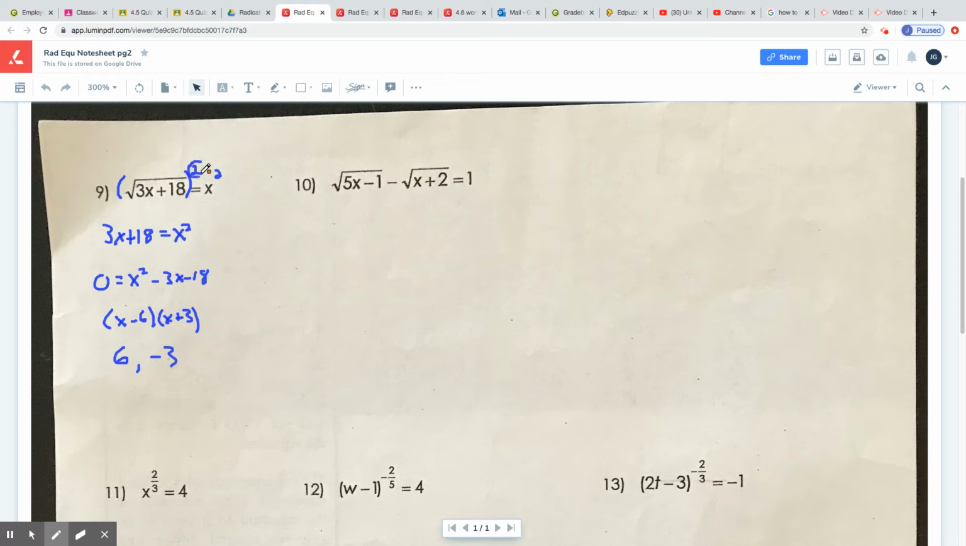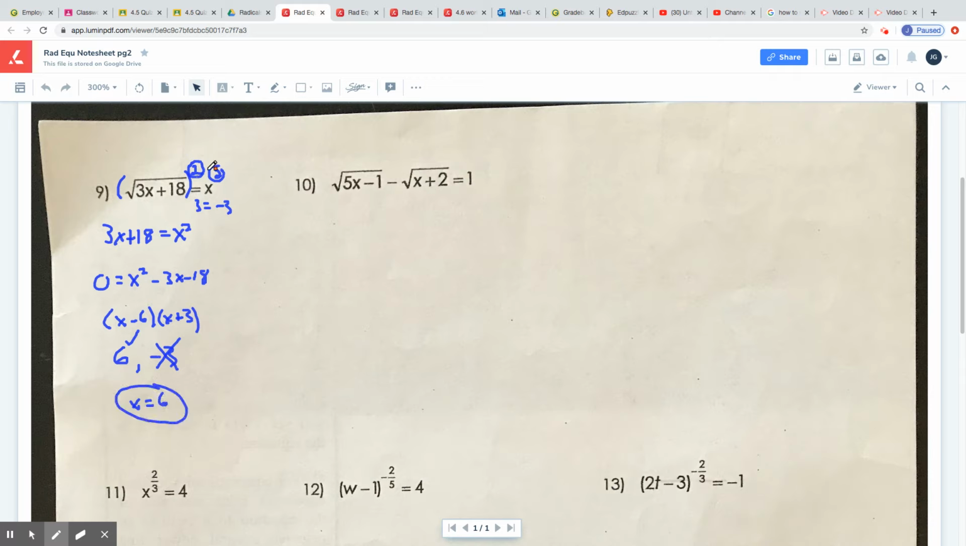Since we did an even power on both sides, we need to go back and plug in and check. So let's plug in 6. 6 times 3 is 18. 18 plus 18 is 36. The square root of 36 is 6, and 6 does equal 6, so this one's good. Negative 3: if I plug in negative 3, 3 times negative 3 is negative 9. Negative 9 plus 18 is 9. The square root of 9 is 3. But does 3 equal negative 3 when I plug negative 3 in for that x? Nope. So this is an extraneous solution. So the answer is just x equals 6.